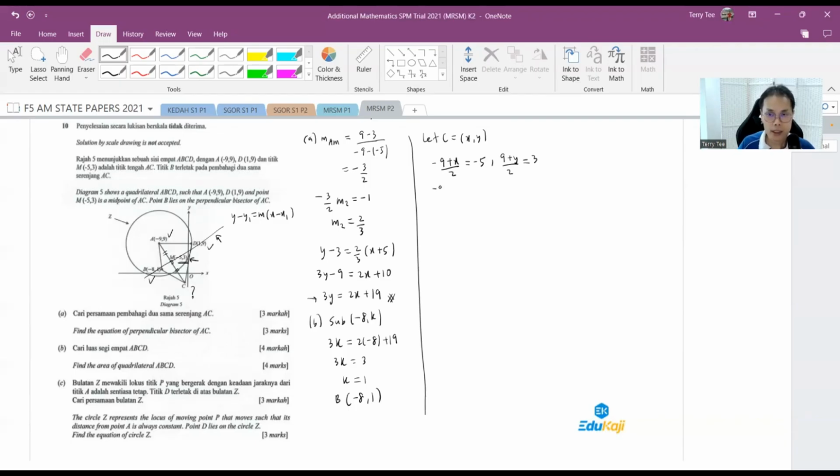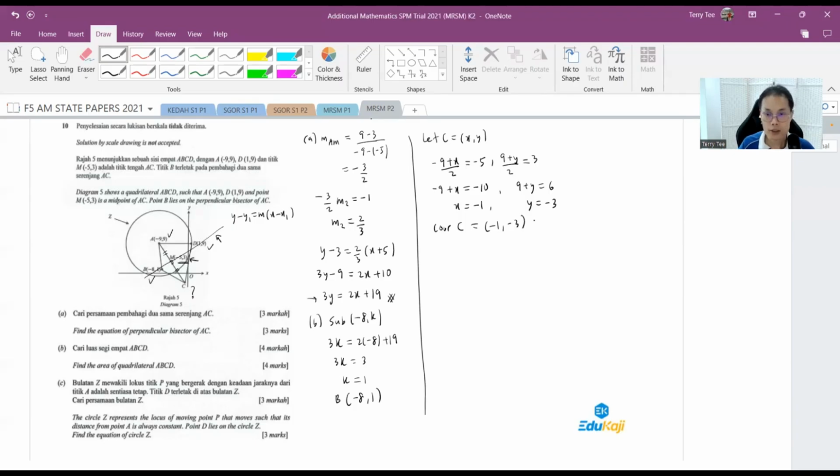So let's just multiply the 2 over. This is going to give us -10. Bring over, X is -1. Multiply this over. 9 plus Y is now 6. Y is just -3. So once you got your X and your Y, we can say that the coordinate of point C is now -1, -3. Okay.